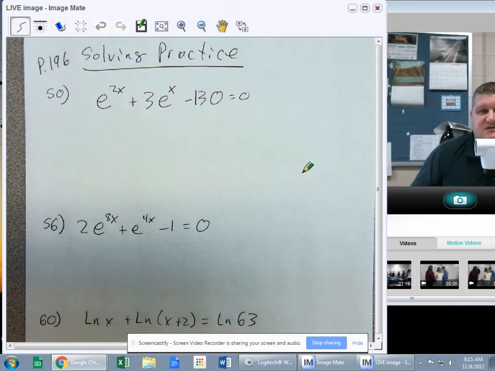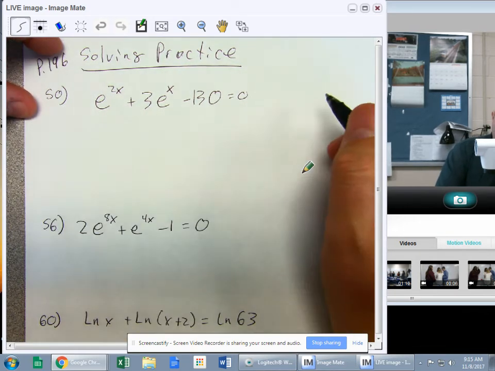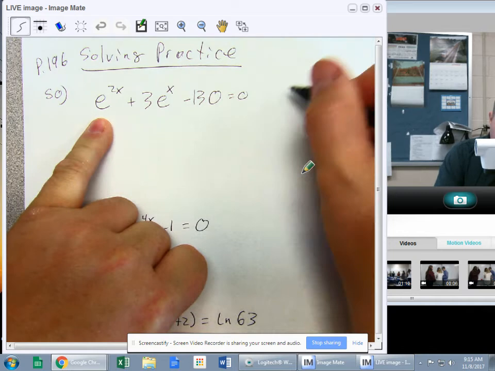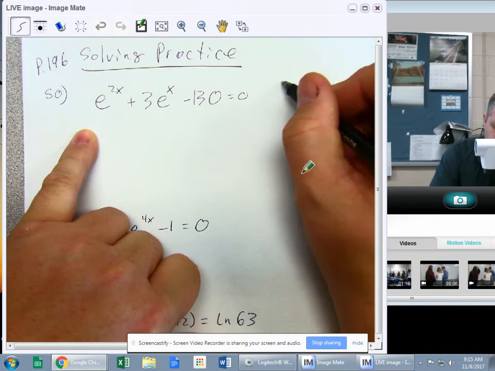Okay, ladies and gentlemen, let's take a look at a couple problems. Since I'm not going to be here on Thursday or Friday, I thought you ought to be able to do some of these problems. So, number one that we're going to deal with is number 50. For number 50, if you look at this and you go, I don't know what to do with this, what if I gave you something like this?